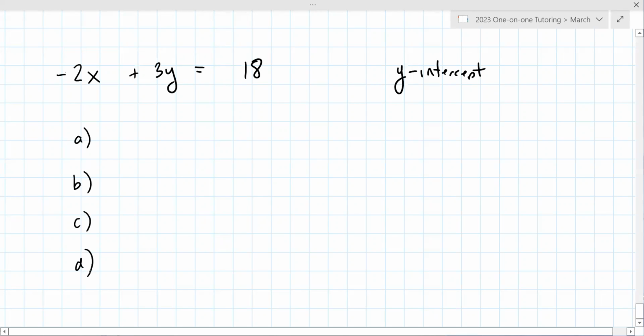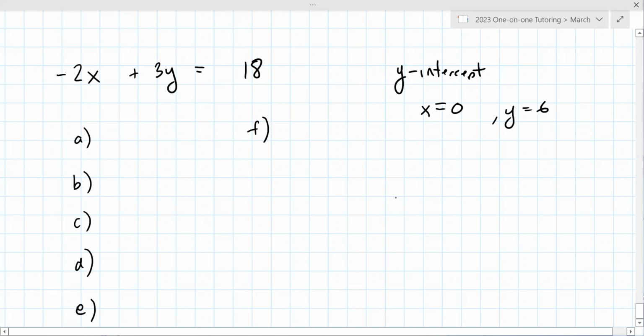X equals 6. The y-intercept was when x equals 0. Why did I say x? Are you kidding me? Why? I don't know. That's why I'm asking. Y equals 6. Y equals 6.